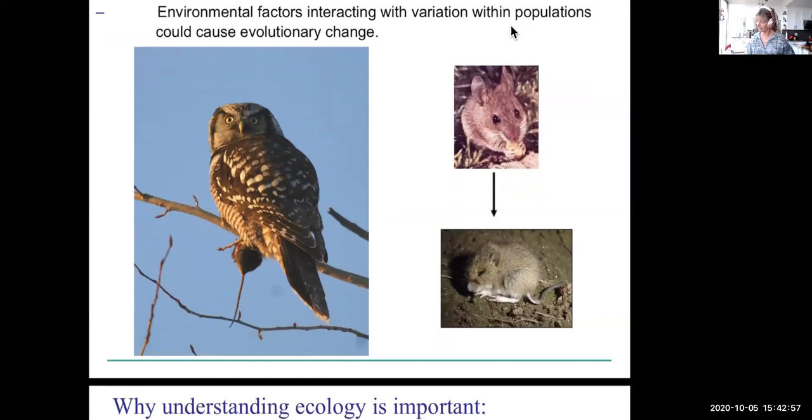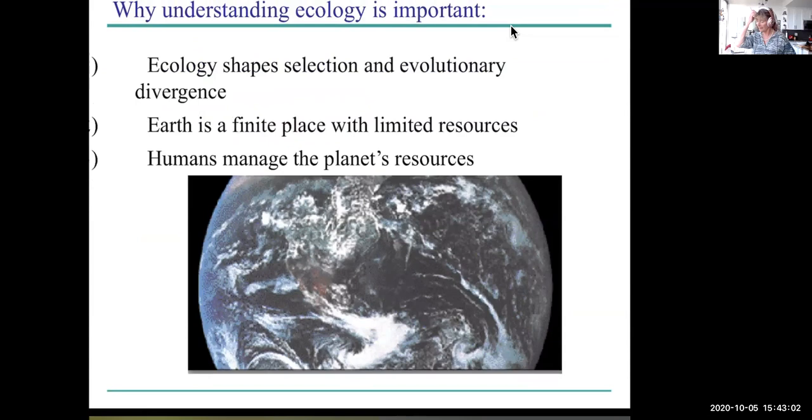Why is it important? Well, it shapes selection and evolutionary divergence. So it is the reason why there's the array of species that we have on the planet in our various ecosystems. And also, Earth is finite. That's something you can understand at an ecological level. You would think that would be a universal truth and that everyone would know that and we would adapt accordingly. But of course, that's not the case. We still treat the Earth, through economics in particular, as if we're able to grow indefinitely, and the Earth will provide indefinitely, but it's just not, it's finite.